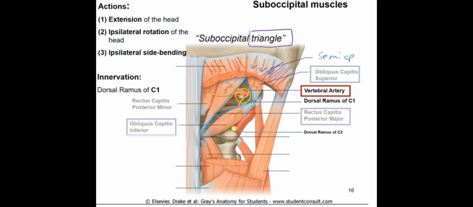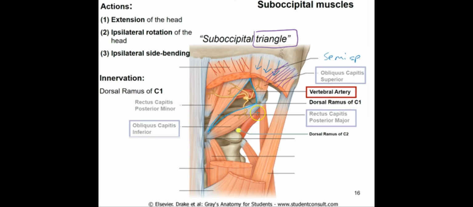Also in the triangle is the vertebral artery. So we have the dorsal ramus of C1 and the vertebral artery. The vessel is climbing up, going laterally through the transverse foramen of C1, and then darting medially to go up into the cranial vault to serve the cerebellum and posterior aspects of the cerebrum, and as well as the brainstem.